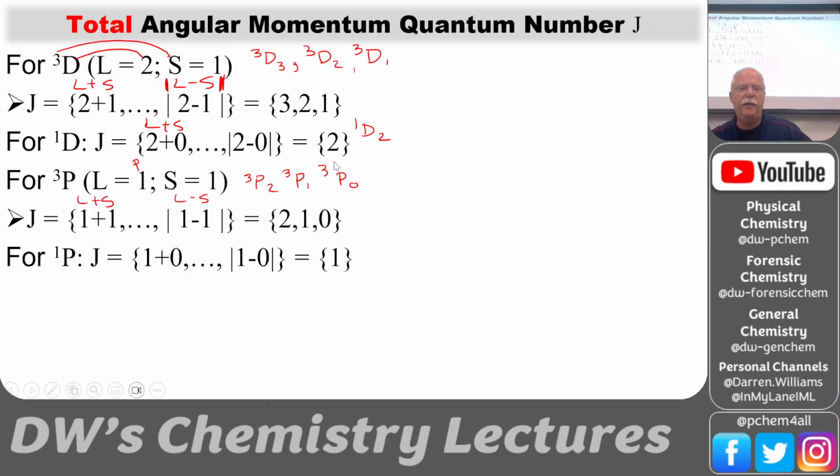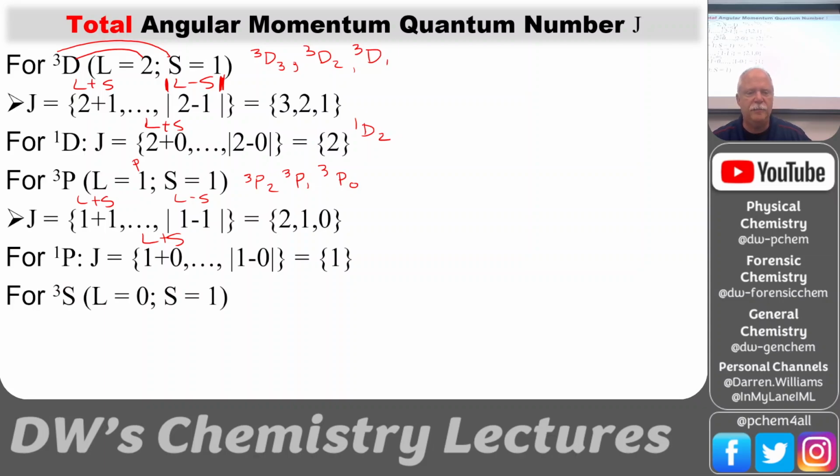For the singlet P, L equals 1 because it's a P, and S equals 0 because it's a singlet. And so 1 plus or minus 0 is 1. So we just have singlet P1.